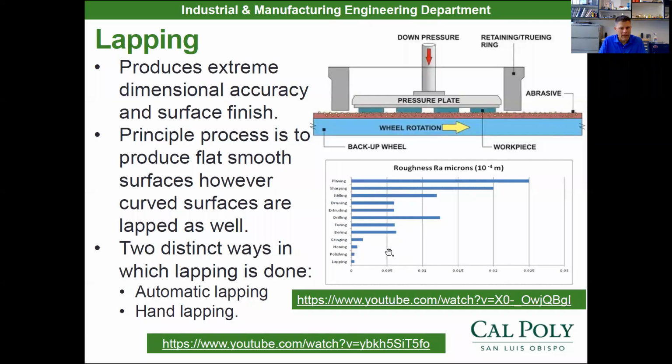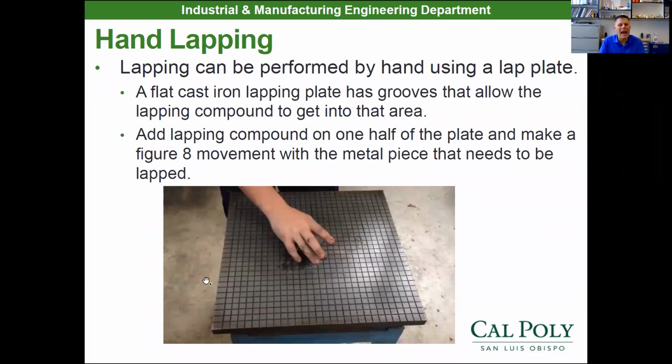So lapping by a machine. Now, hand lapping can be done on a lapping plate. If you've ever seen a cast iron plate like this that has grooves in it, what you do is you add lapping compound, which is a slurry. So it's like an oily mixture of abrasive and a grease.